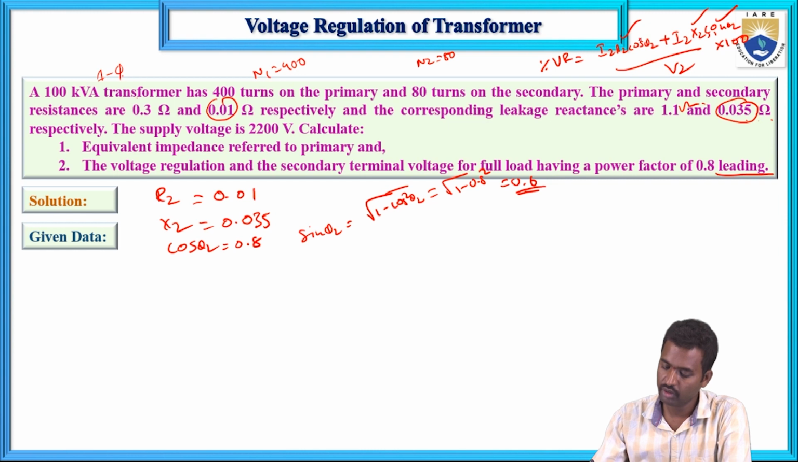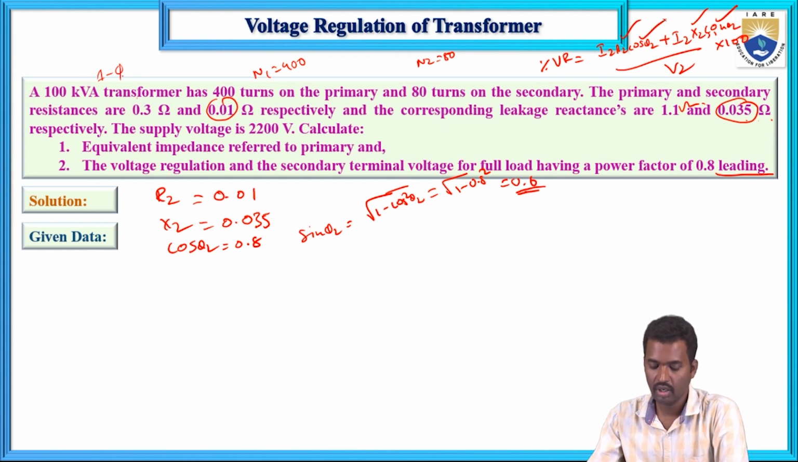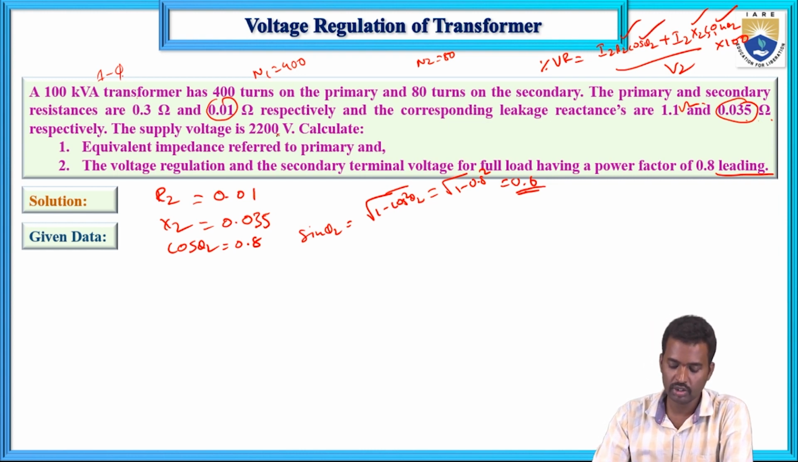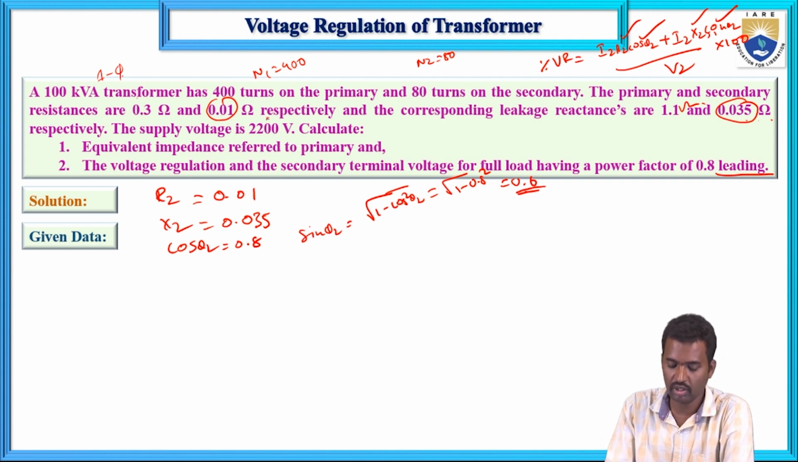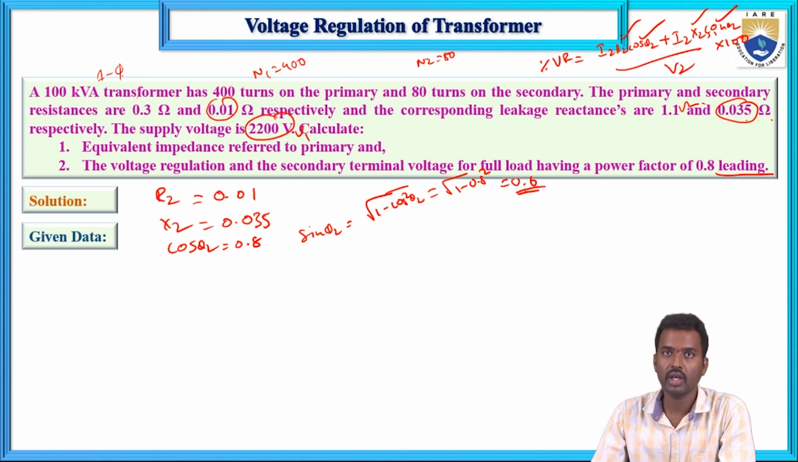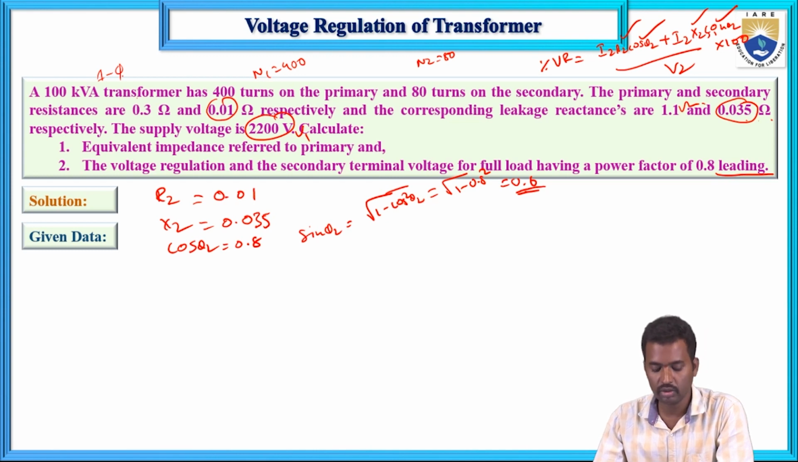So sin phi 2 and cos phi 2 is okay. Next, supply voltage is 220 volts. Supply voltage is 220 volts means this is V1. So from this is V1 only. So we need V2. So calculate the full load voltage and I2, then you will get.